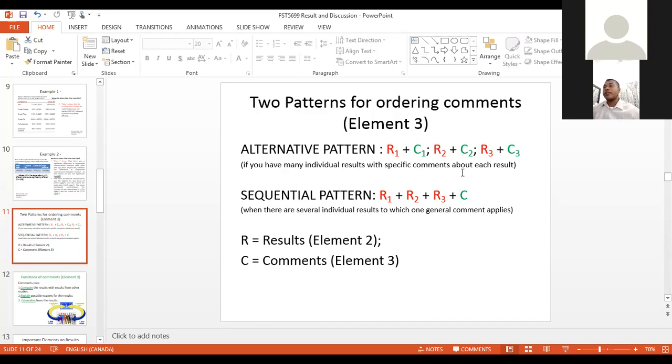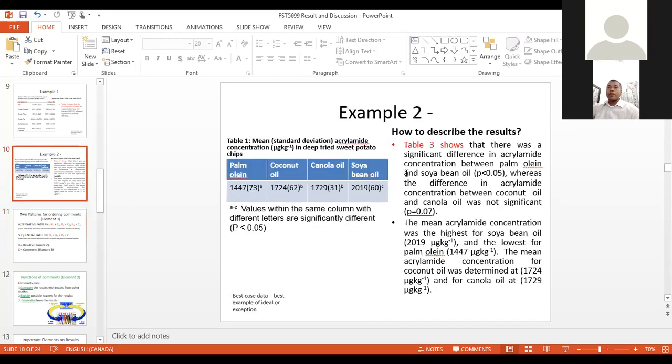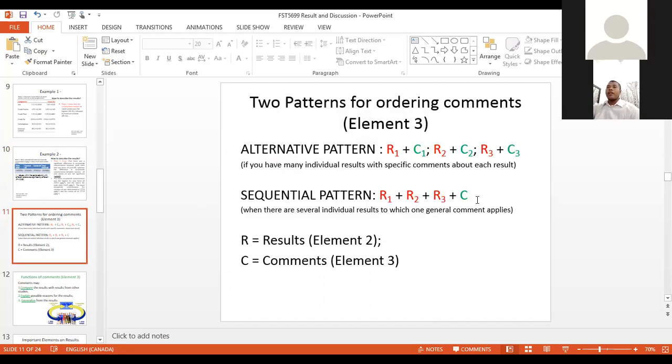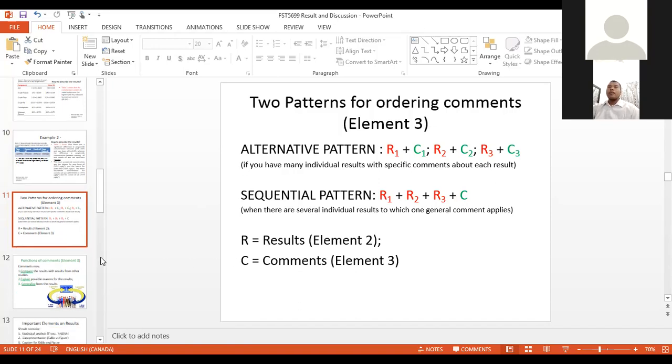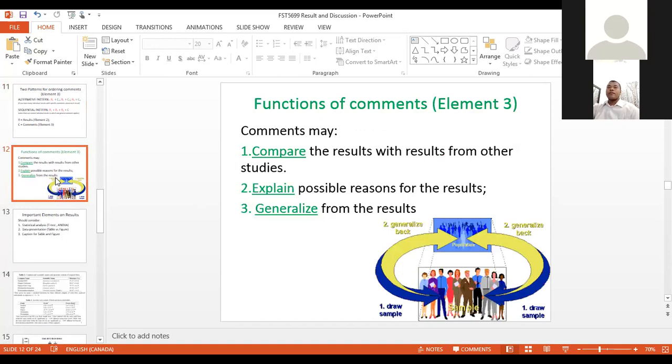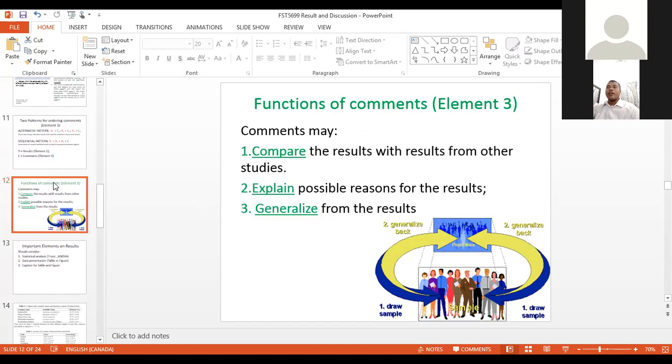And then how to write the discussion. Okay, either you combine result and discussion with a comment, which is elementary, or you can tell all the results together. For example, this is all results together, and the last part should be the comment. The last part is the comment. Okay, so how to write the elementary? We're going to continue after the prayer.